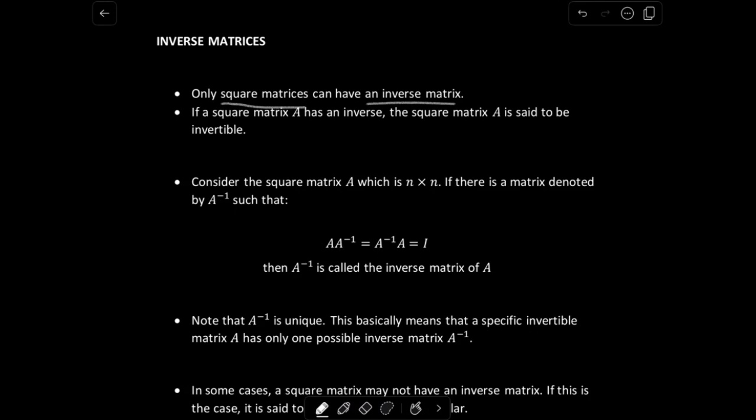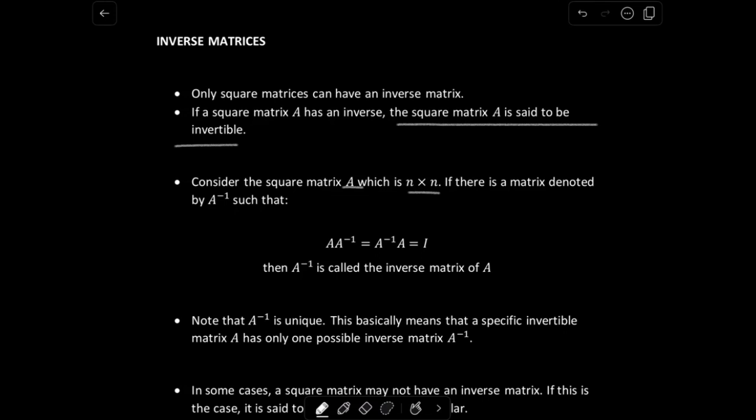If a square matrix A has an inverse, the square matrix is said to be invertible. So if I have a matrix A and I tell you, hey, this is invertible, I'm basically telling you this matrix has an inverse. So what's an inverse? Let's consider the square matrix A, and that is n by n.